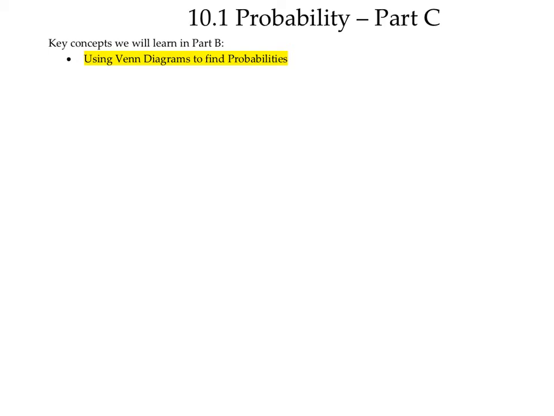Billingham's Honors Pre-Calculus class. Today we're going to be looking at Part C of the Introduction to Probability section 10.1. We'll be using Venn diagrams to find probabilities.